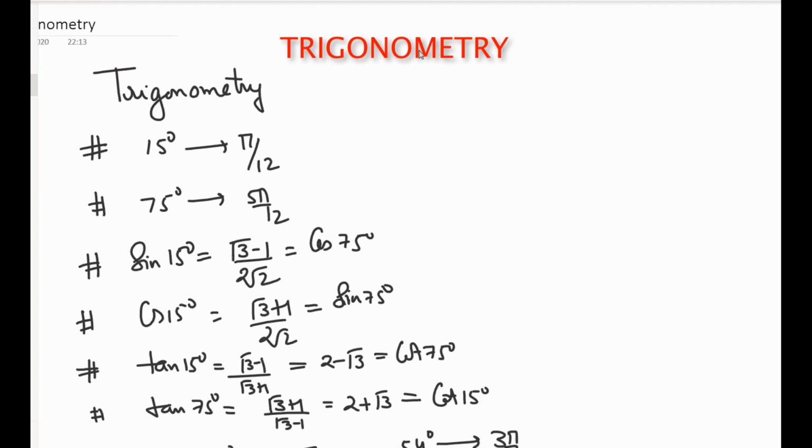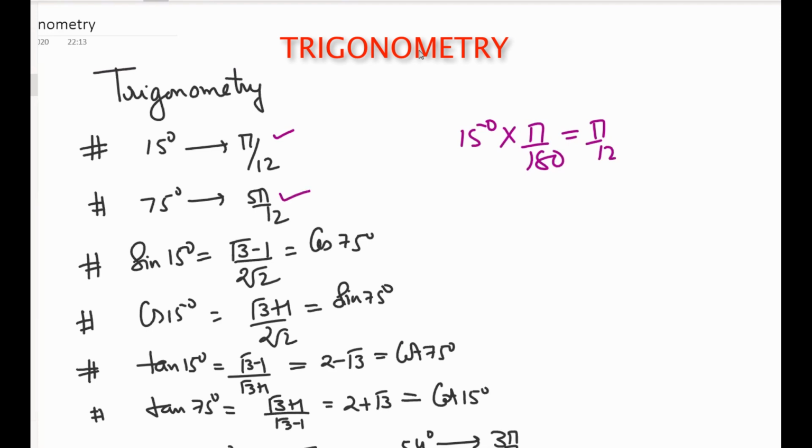As you all know, I can change degree into radian by multiplying degree by pi upon 180. So what I get is pi by 12. This is how I get 15 degree is equal to pi by 12. And 75 degree in radian is 5 pi by 12. So you should learn these values.